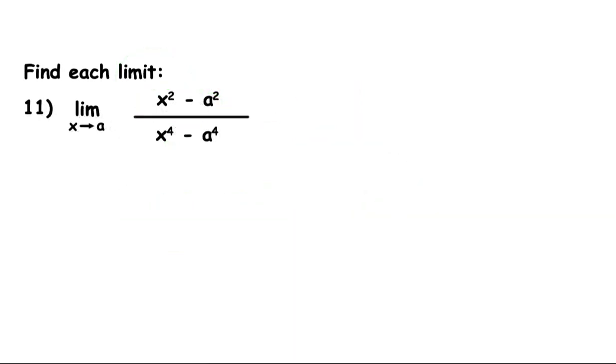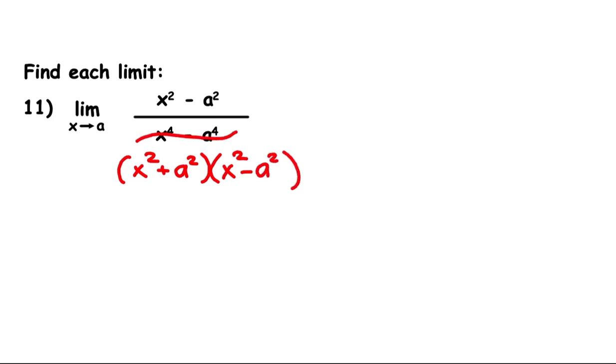In this problem, the a is meant to be a constant, and x is approaching a. X is approaching that constant. A lot of people kind of flip out when they see that second variable. They're like, oh boy. But you don't have to make this tougher than it is. In fact, I see the opportunity to factor here. I'll start with the denominator. X to the fourth minus a to the fourth, I can use difference of squares. That'll be x squared plus a squared times x squared minus a squared.